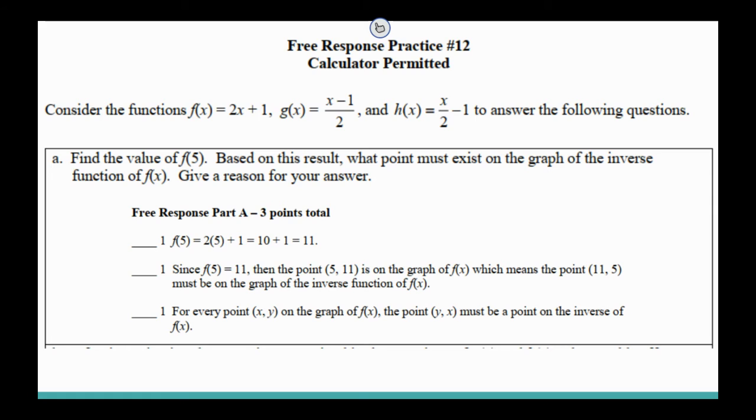And a point for saying for every point (x, y) on the graph of f of x, the point (y, x) must be a point on the inverse. So basically, some kind of reason for that answer. Why did you get that the point (11, 5) must be on the inverse? It doesn't have to be worded exactly like that, but something along those lines.